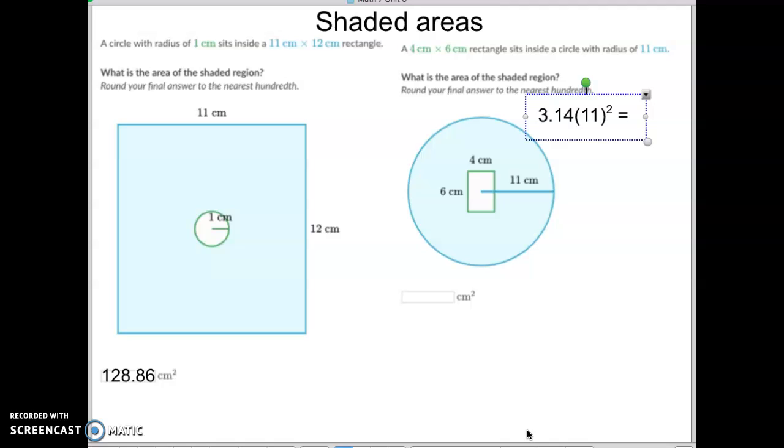And so 121, let me grab my calculator, see if it's still working here. I'm kind of losing battery power. All right.